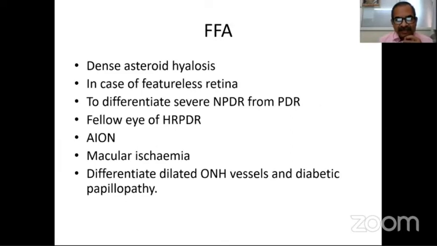Fundus fluorescein angiogram. See, nowadays, due to the advent of OCT angio and OCT, not many people are using the fundus fluorescein angiogram. But even though, in a few conditions it is used, mainly in case of dense cataract, in case of featureless retina, and to differentiate severe NPDR from PDR, whenever there are small new vessels which are not clinically seen, and the fellow eye has got HRPDR and the other eye has got severe NPDR, in case of AION, macular ischemia, and also to differentiate dilated optic nerve vessels and diabetic papillopathy. These are the main indications for fundus fluorescein angiogram.